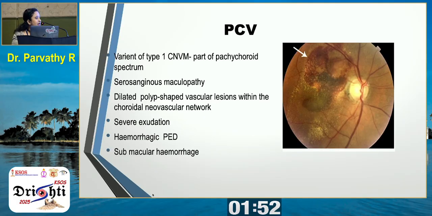Next is PCV. It is considered to be a variant of type 1 CNVM and is a part of the pachychoroid spectrum of disease, characterized by presence of serous polyps, presence of dilated polyps, severe exudation, serosanguinous maculopathy, and hemorrhagic PEDs.